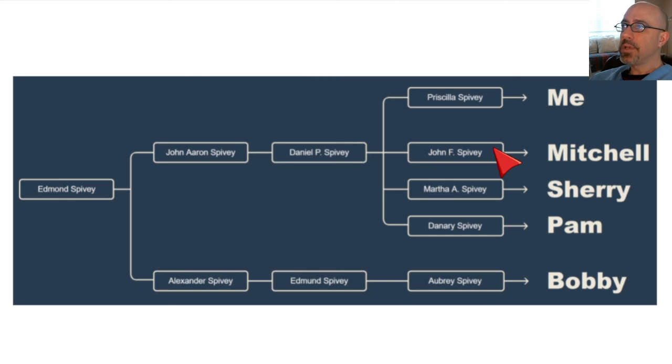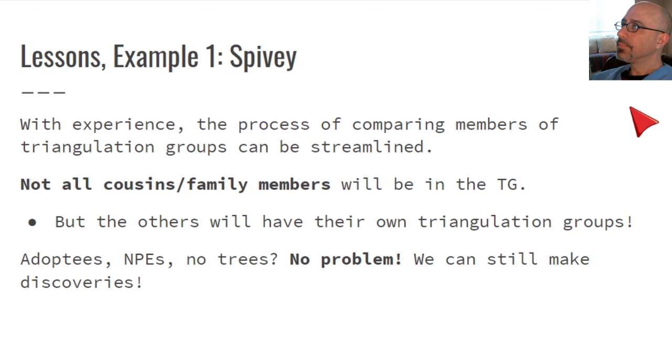And ultimately, I built out a tree for all of these descendants of the Spivey line in this case, and it was really nice to be able to do this after several years of research. This process becomes easier and easier the bigger the databases get, the more I know about my DNA, and the more I know about my family tree and my matches' family trees. This kind of process really accelerates over time.